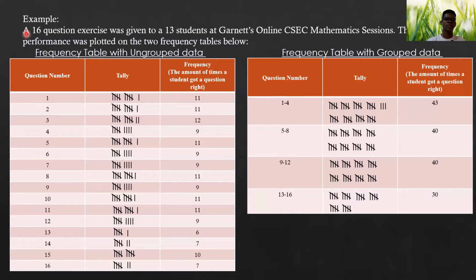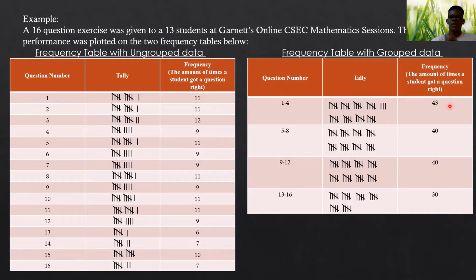Now this data set exercise was given to 13 students at these lessons, and their performance was plotted on the 2 frequency tables, right? Now I recognize that there is some discrepancy with the data set, but ignore it if you can. We have our observation column 1 to 16, and we have an observation column in our grouped data set arranged in class intervals, right?